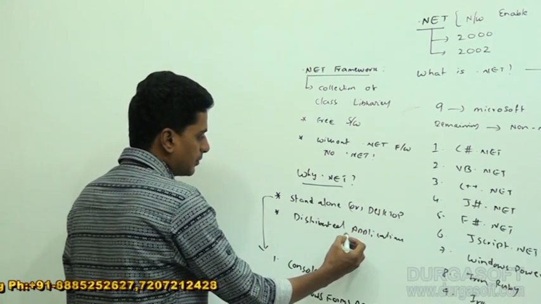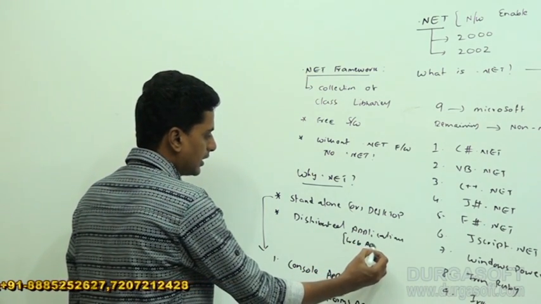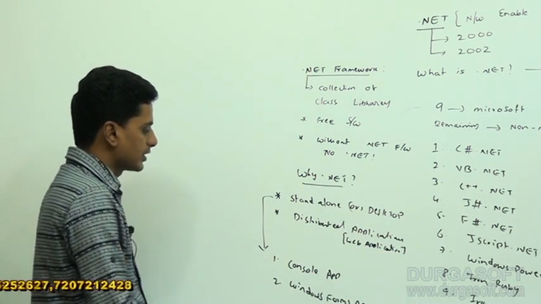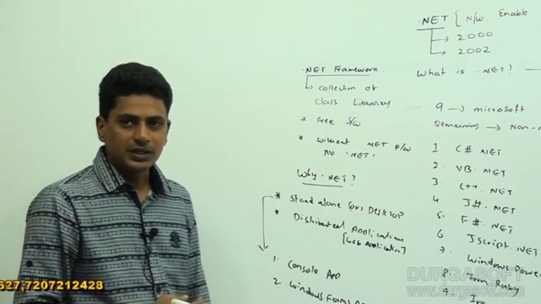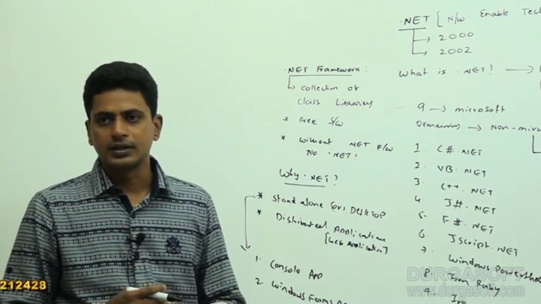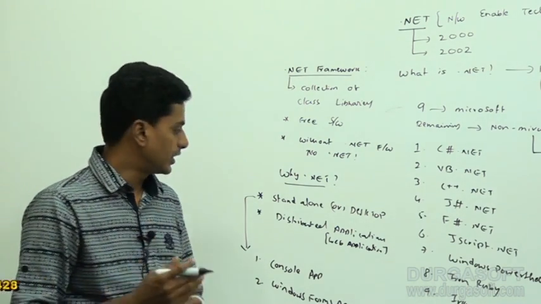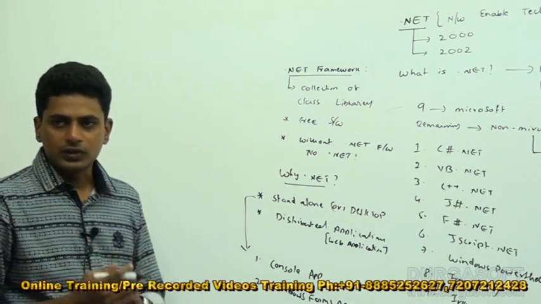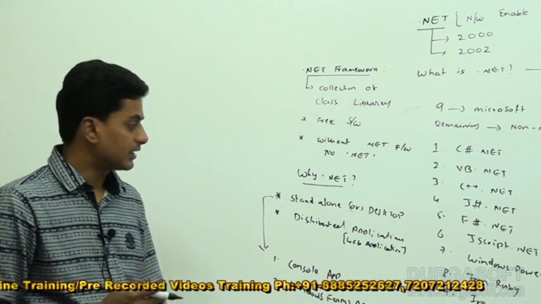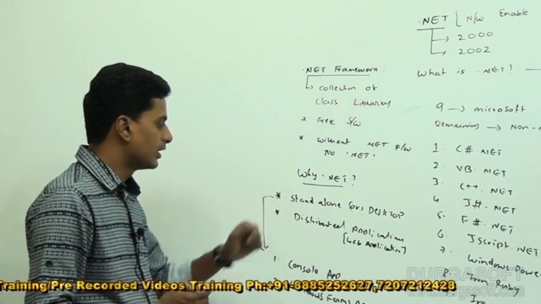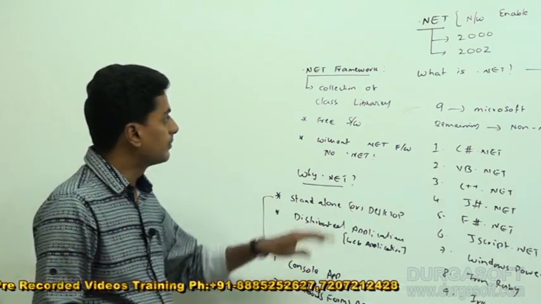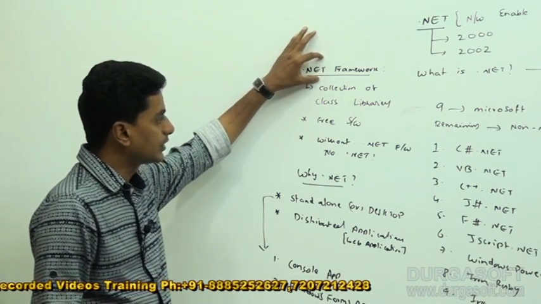Distributed application means a web application, that is, an ASP.NET web application. Not only these, we can develop different types of applications in .NET, like WCF, Windows Communication Foundation, WPF, Windows Presentation Foundation, MVC, Model View Controller, Ajax applications, and Crystal Reports, setup and deployment. But for any type of application in .NET, we compulsorily should use the framework called .NET framework.